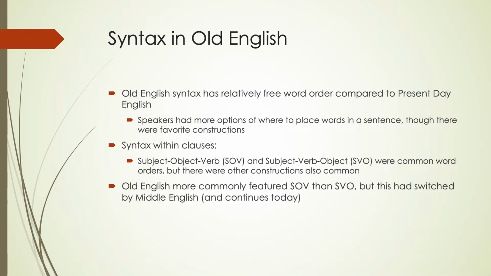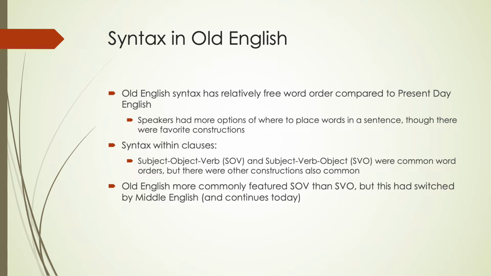So within clauses, the most common were subject, object, and verb, and subject, verb, and object. But there were some others that were also relatively common. In present-day English, subject, verb, object would be the one that we would see most frequently. In Old English, it was actually more common to see subject, object, and verb, so to have verb-final clauses than verb-medial ones. This had switched by Middle English, and this change into subject, verb, object has continued today and gotten even more rigid as we've lost morphology over time.